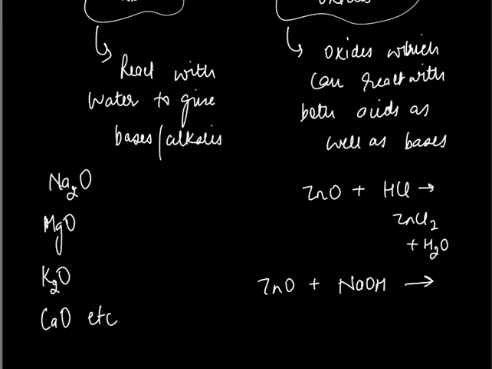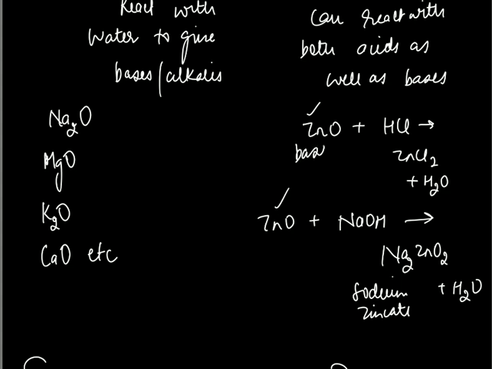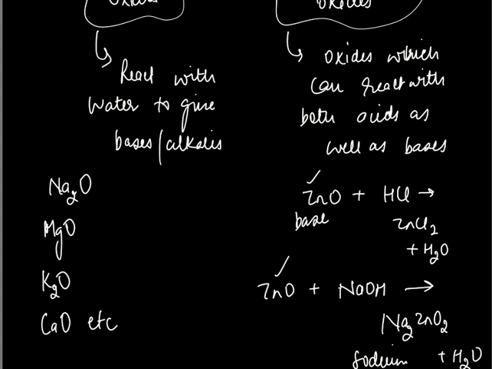In the future lectures on acids and bases, we'll be discussing different types of salts also. So it's going to give us Na2ZnO2 along with water. This is called sodium zincate. It's a different kind of salt, but again, it's a type of neutralization reaction only. Over here, zinc oxide is behaving as an acid. Over here, zinc oxide is behaving as a base. So that's dual. It can react with acids as well as bases, right?